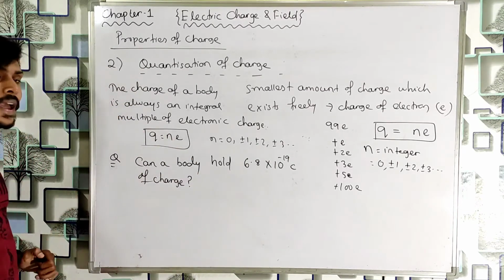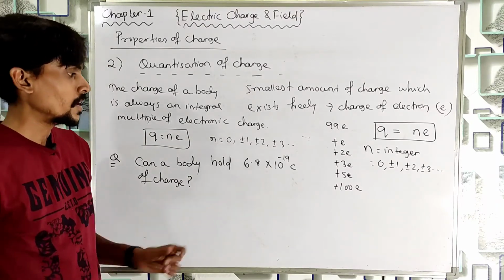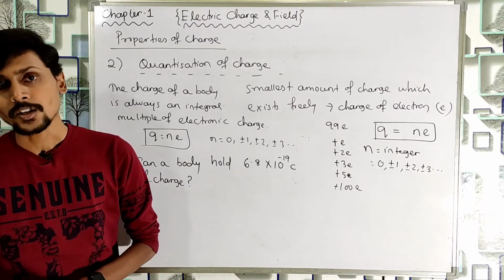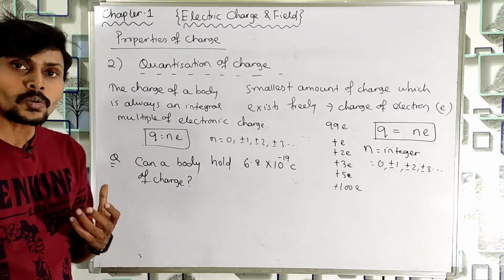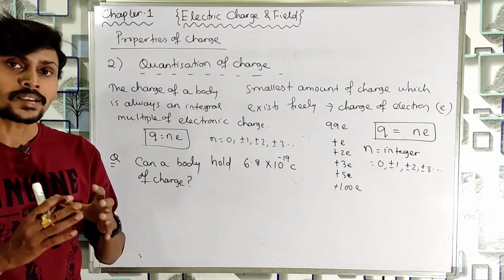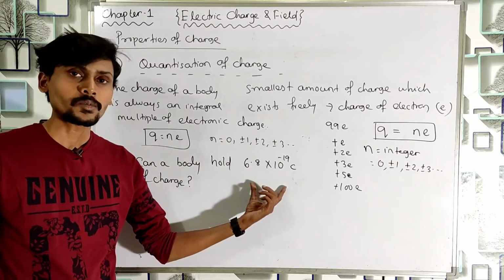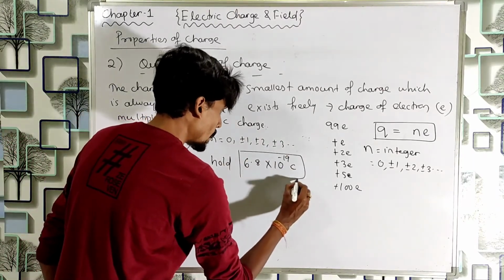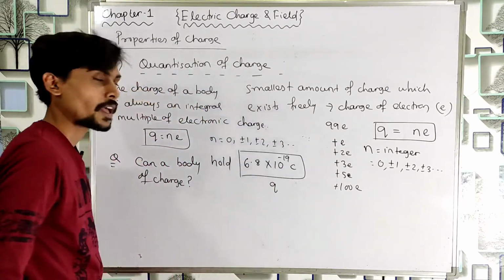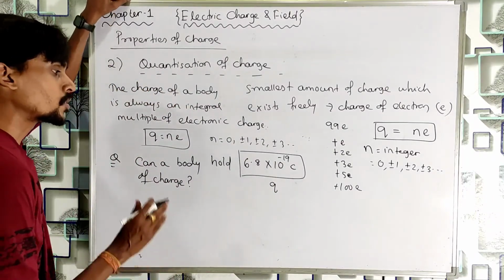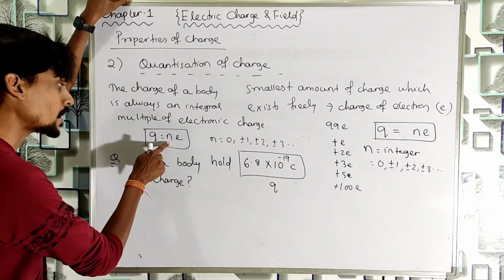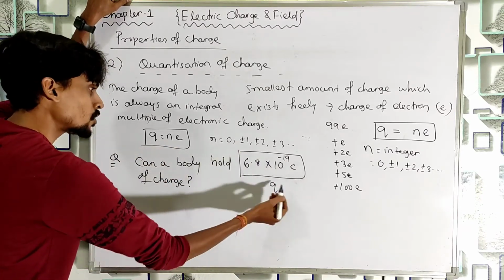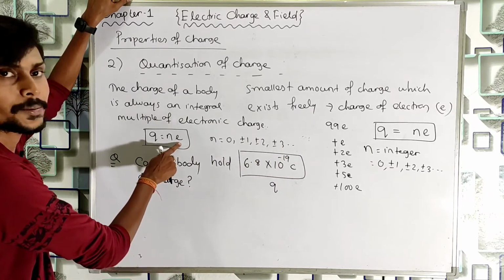The question is, can a body hold 6.8 into 10 to the power minus 19 coulomb of charge? So how to determine whether a body can hold this amount of charge or not? This is the value of Q, and we know that Q is always an integral multiple of e. So this charge should also be ne.